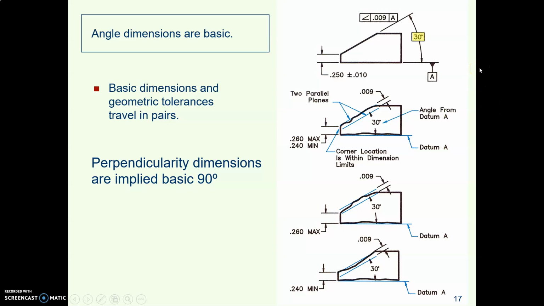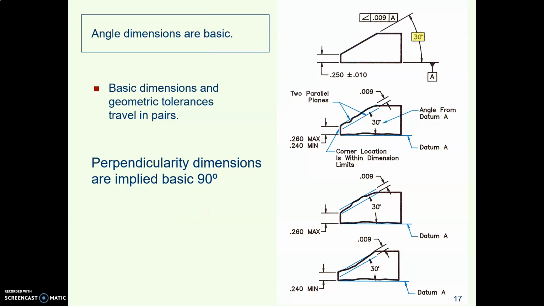Remember how angle dimensions are always basic? Basic dimensions and geometric tolerances travel in pairs. So with an angular tolerance, you tell them, here's the theoretically exact basic angle dimension, and here's the tolerance. Well, perpendicularity dimensions are basic too. They're an implied basic 90.